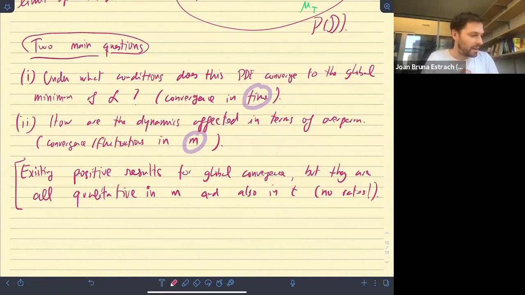But still, it has this nice advantage that it's a very global theory, right? So we can understand everything in this framework. We can understand dynamics, we can understand approximation, and we can also understand generalization.